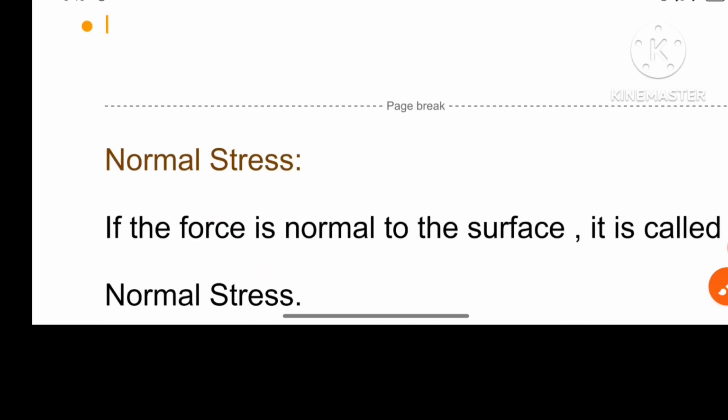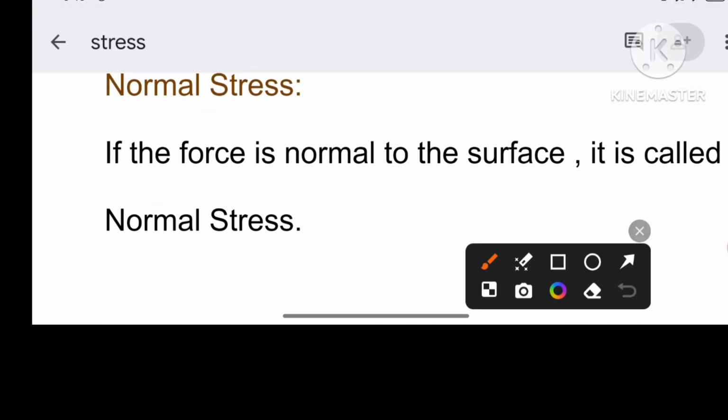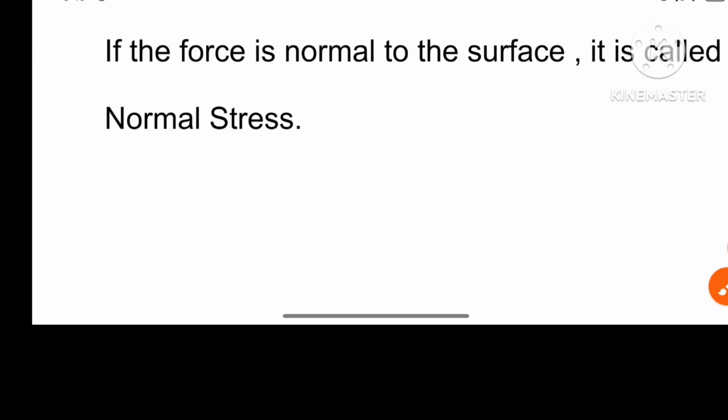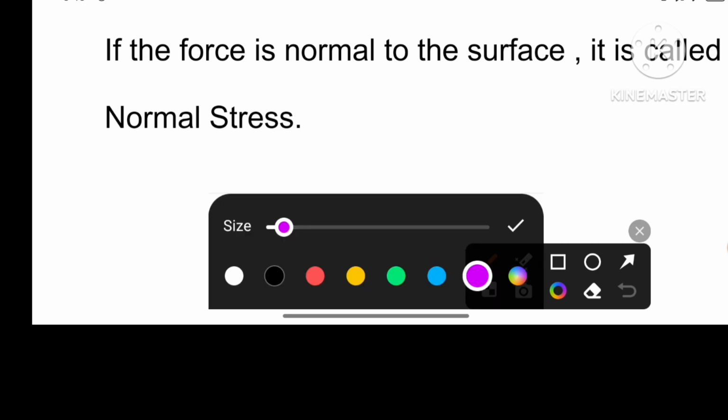Here, in normal stress, the force is normal to the surface. What does it mean? The force is normal to the surface. It is called normal stress. Again, I'm going to take an example of a cylinder here.